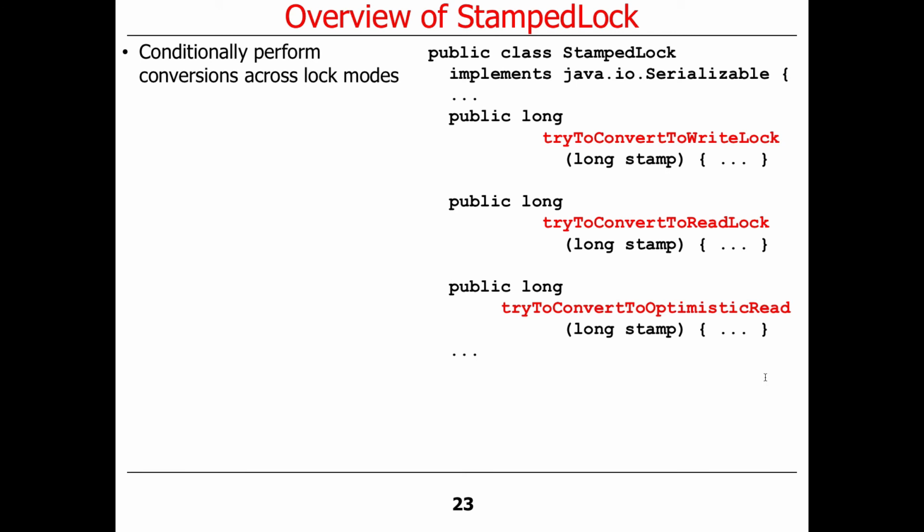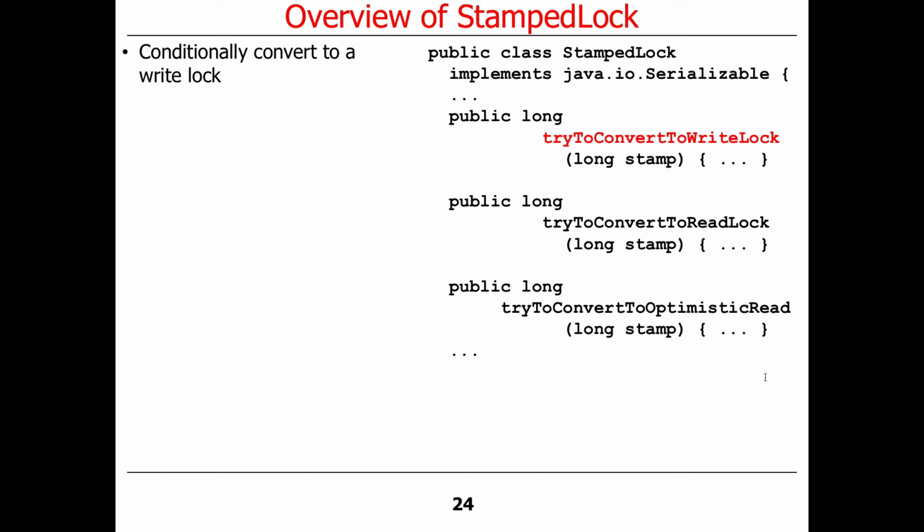We've also got a couple of other methods that get used here in interesting ways that conditionally perform conversion across these locking modes. Remember, we've got read mode and write mode, and then we have this optimistic read mode. These methods, which start with the words try to convert, convert from one mode to another. For example, try to convert to write lock, which you'll actually have to use for your assignment, will conditionally convert a lock that's not a write lock to a write lock.